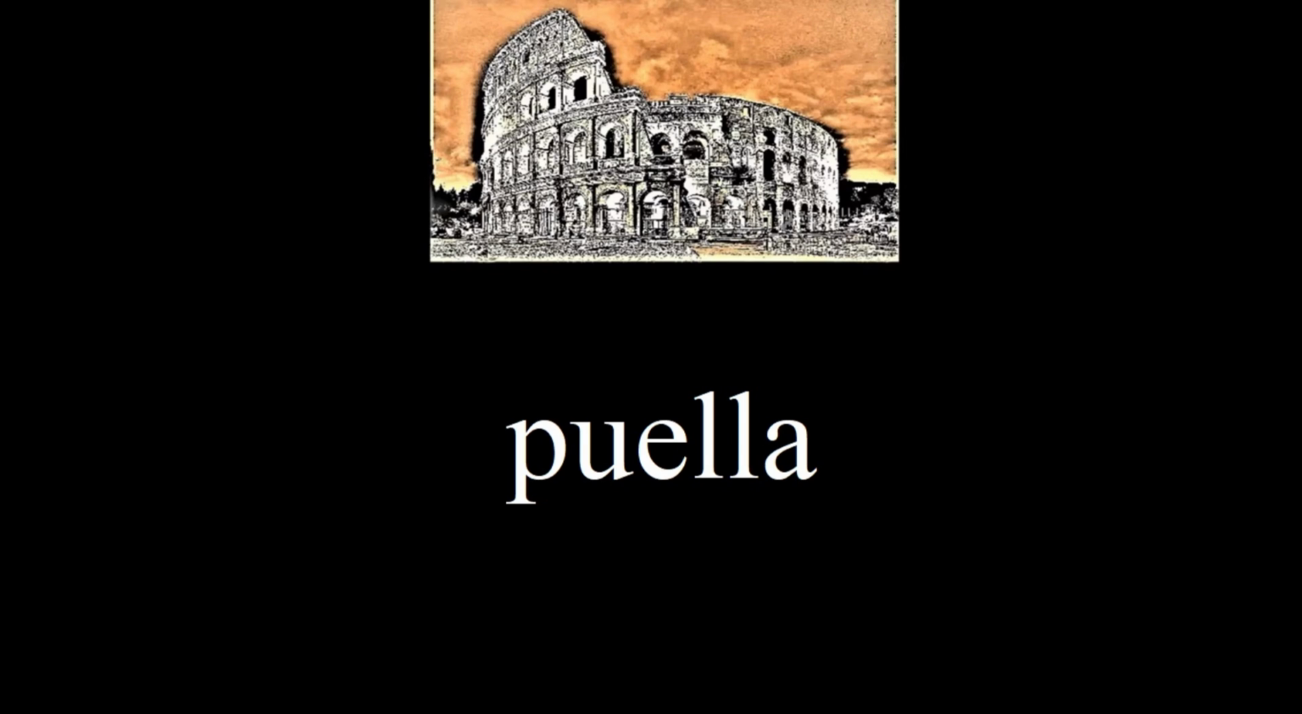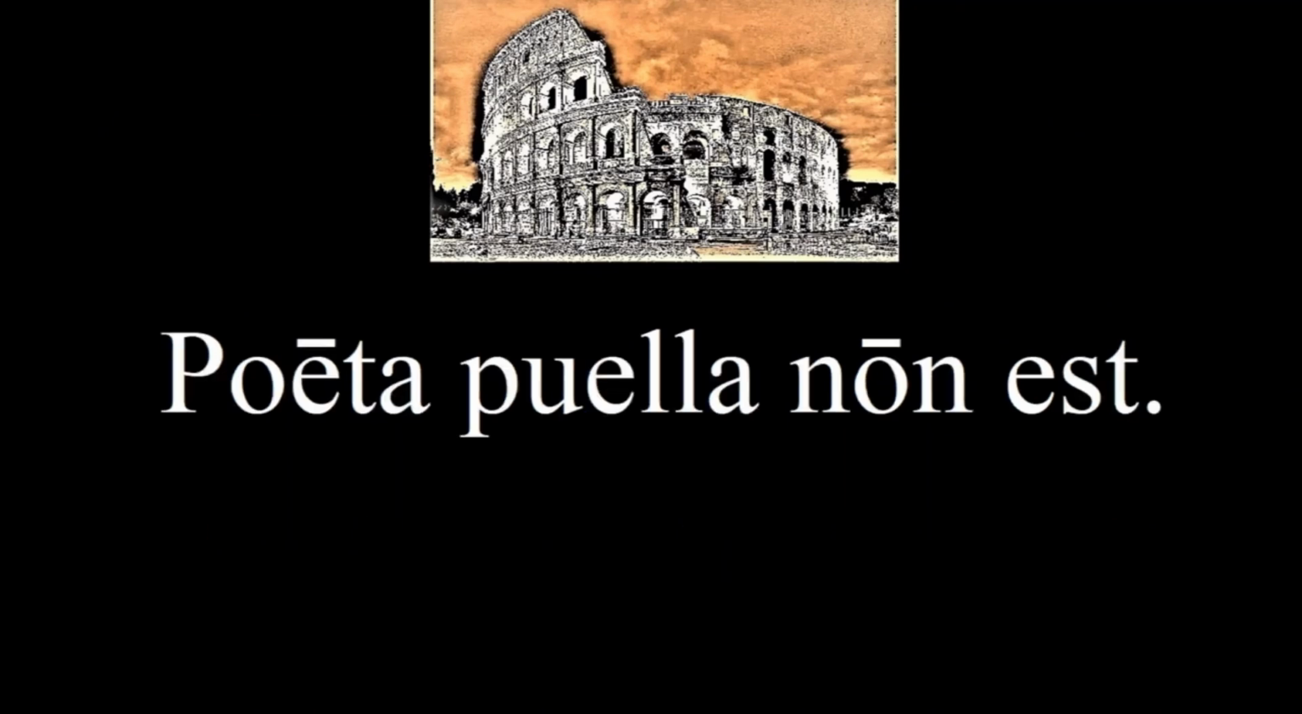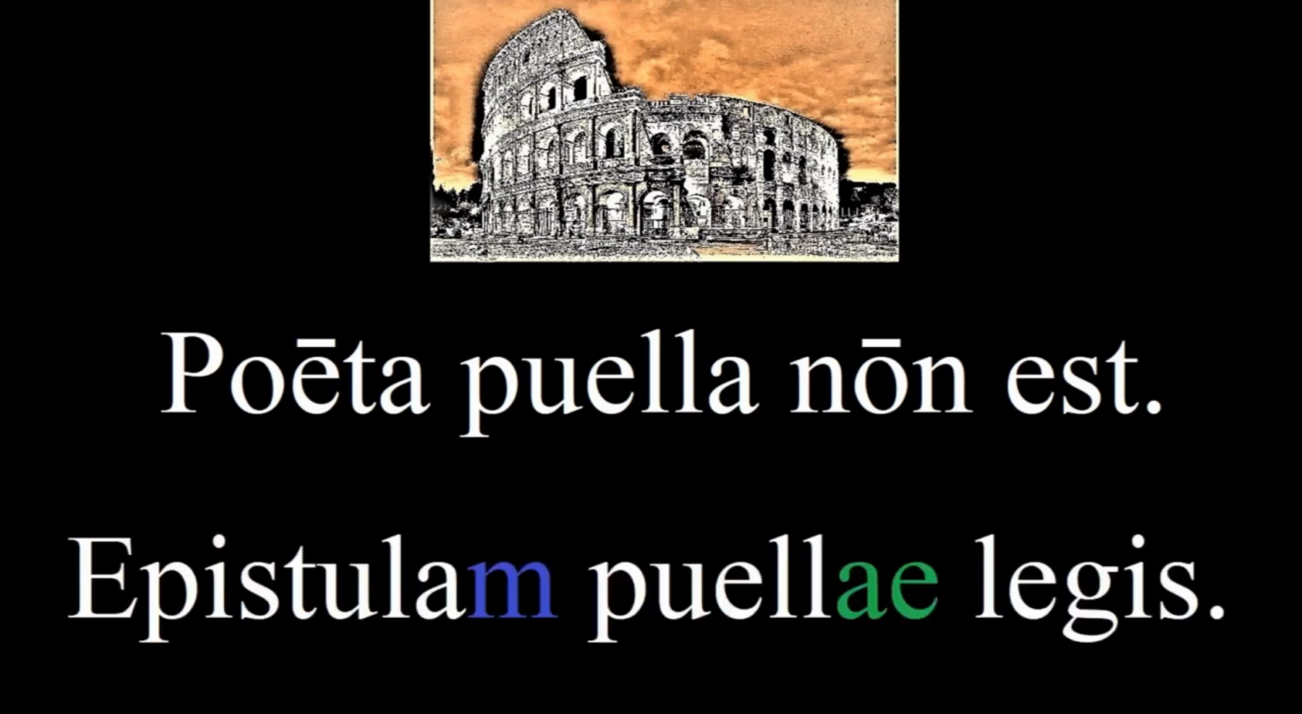Puella. Leaving the word for he unstated, say, he desires the girl. Puellam desiderat. Now say, the poet is not a girl. Poeta puella non est. And now try, you read the girl's letter. Epistulam puellae legis. Did you get the endings right?